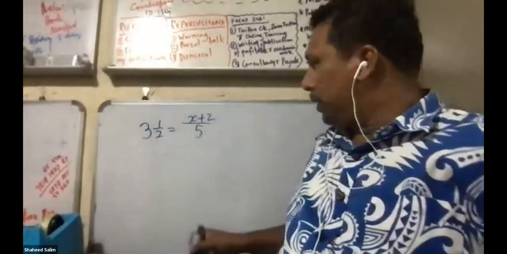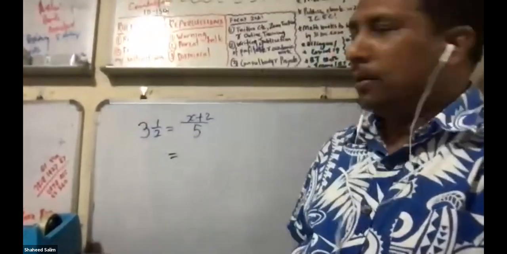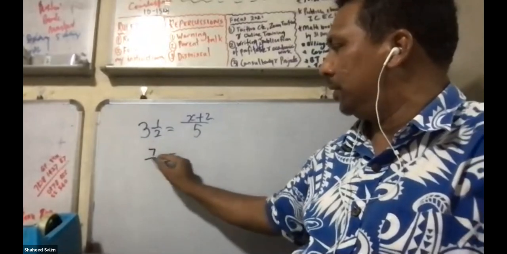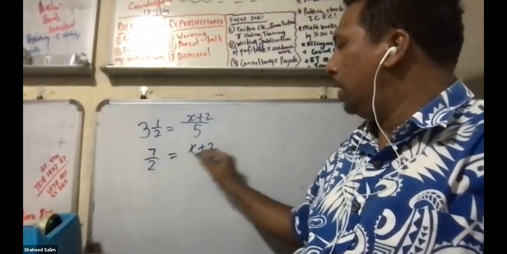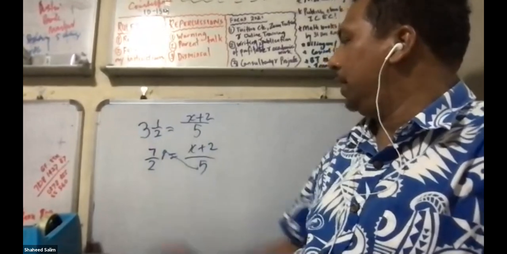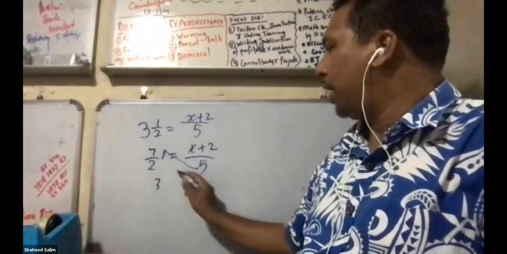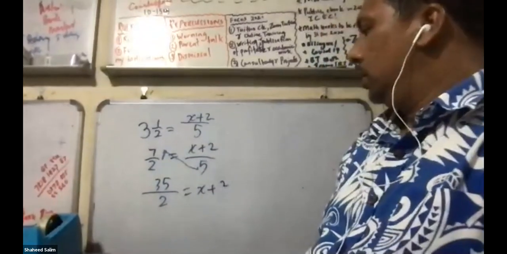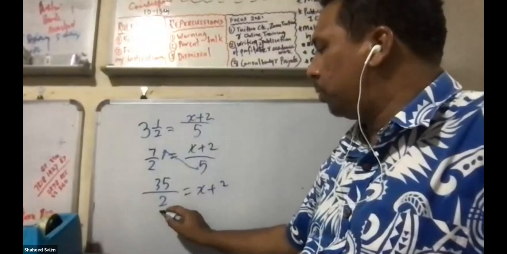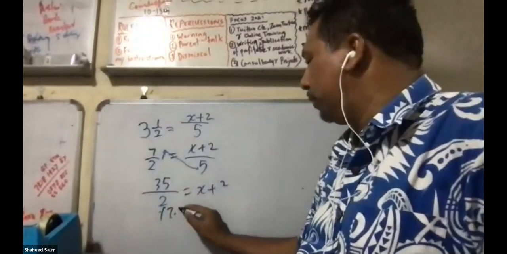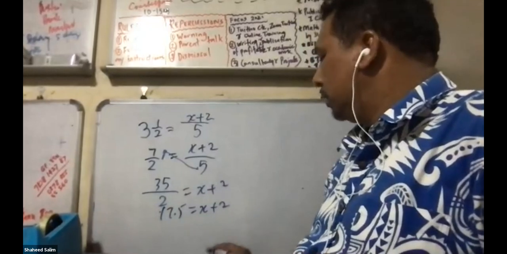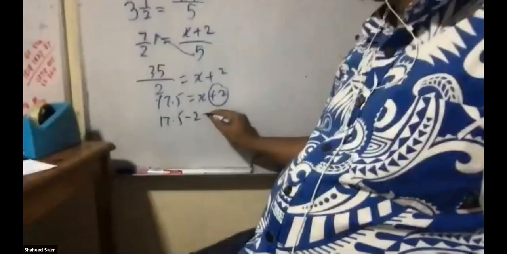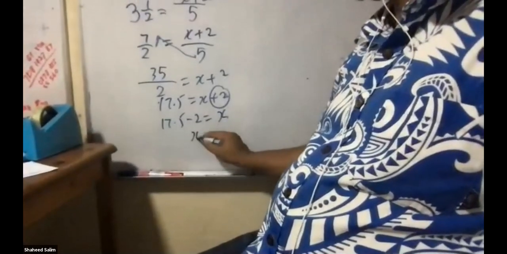Okay, very clearly how to do this one. Make it into an improper fraction. 3 times 2, 6 plus 1, 7. Now you can do seesaw if you want to. Just bring the 5 over there. You get 35. 5 times 7, 35. Over 2 equals to x plus 2. Okay, you can divide this, you get 17.5, right? So you can bring plus 2 over there, become minus 2. 17.5 minus 2 equals to x. So x is equals to 15.5.